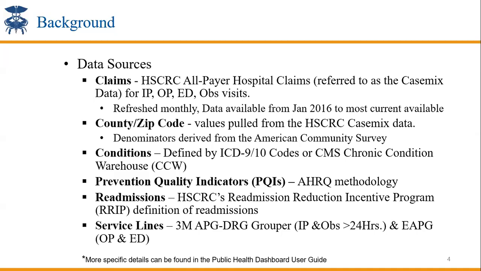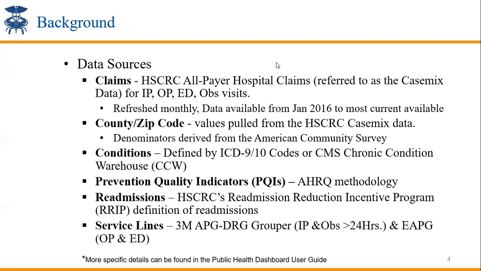So as I mentioned in the last slide, the main source of hospital utilization in this report is the HSCRC case mix data. So this is the all-payer claims from the HSCRC for all hospital settings: inpatient, outpatient, emergency department, and observation stays. The data in the report from claims is refreshed monthly, and we have all the data back from 2016 loaded into the report. County and zip code level information come from the HSCRC claims, although the denominators are pulled from the American Community Survey.